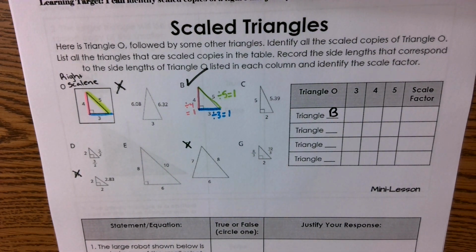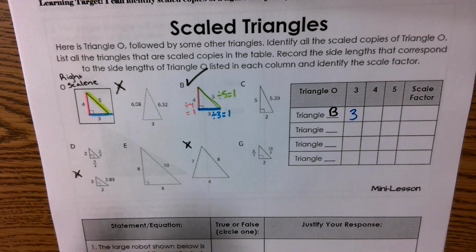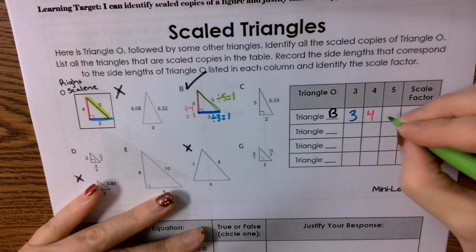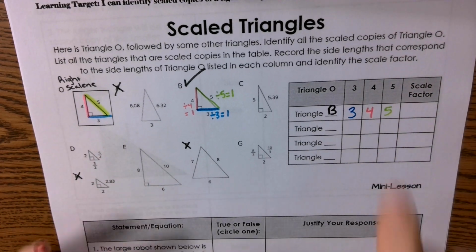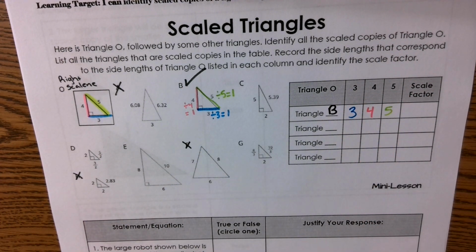The original measurements compared to the new measurements, we've got 3, we've got a 4, and we've got a 5. And when we divided 3 divided by 3, 4 divided by 4, and 5 divided by 5, it gave us a scale factor of 1.